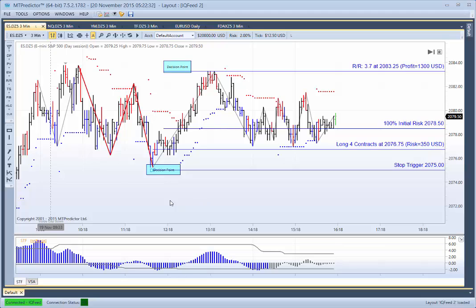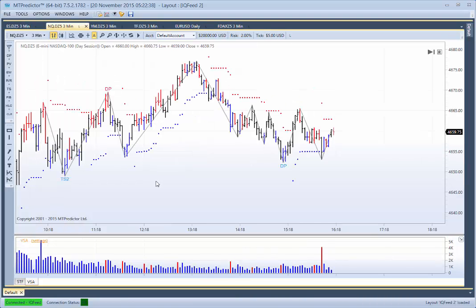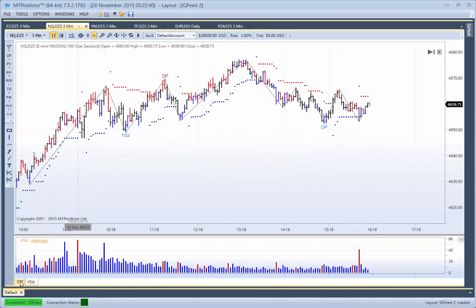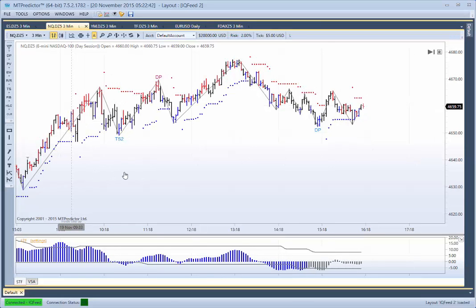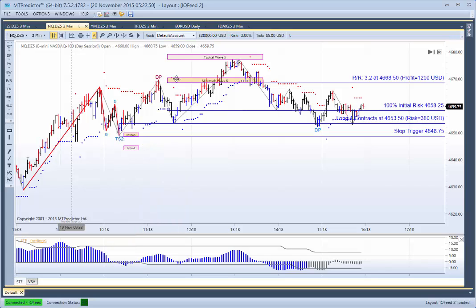So that was a good day for the ES yesterday. Basically one long trade with a profit of 3.7R. On the NQ, the large good trend again was up. So you'd have had this TS2 buy setup here. You'd have ignored the DP sell. Let's place the analysis on, up into the first target very nicely for a nice 3.2R profit. So a nice day there as well.